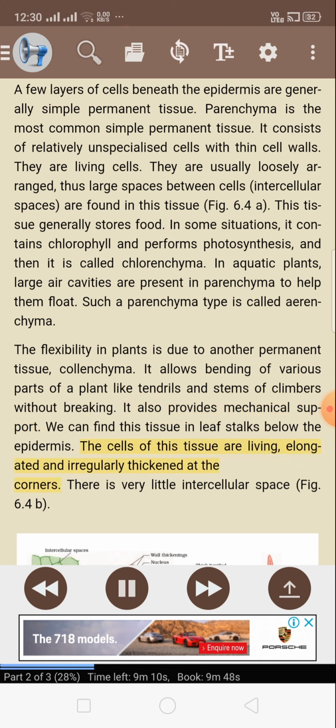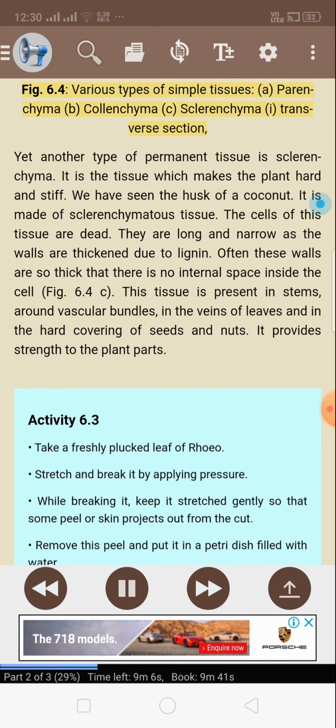The cells of this tissue are living, elongated and irregularly thickened at the corners. There is very little intercellular space. Figure 6.4b. Figure 6.4. Various types of simple tissues: A, parenchyma, B, collenchyma, C, sclerenchyma, I. Transverse section. Yet another type of permanent tissue is sclerenchyma. It is the tissue which makes the plant hard and stiff.